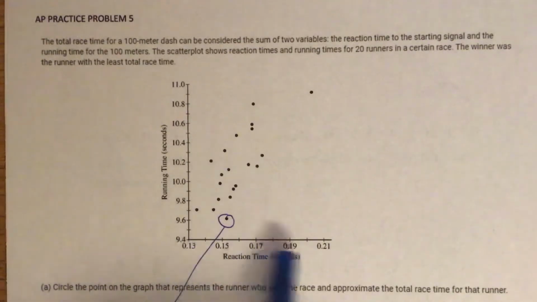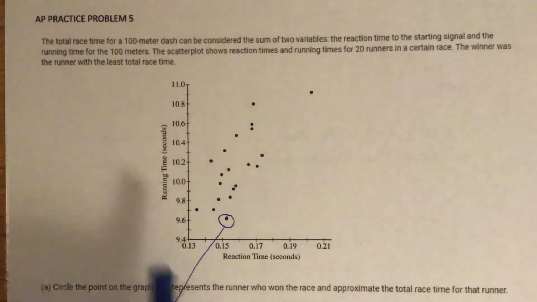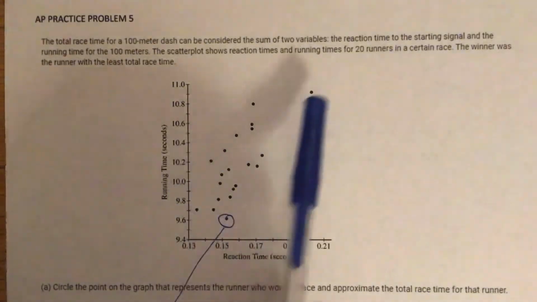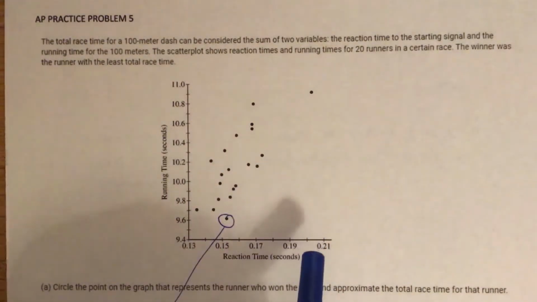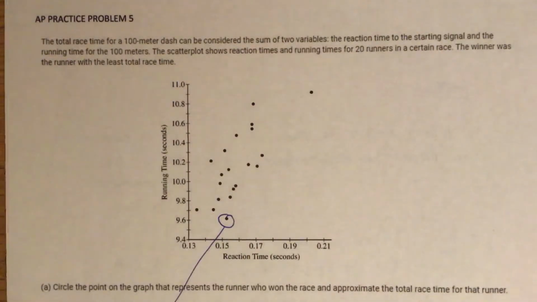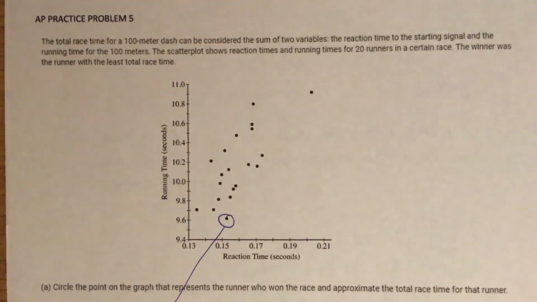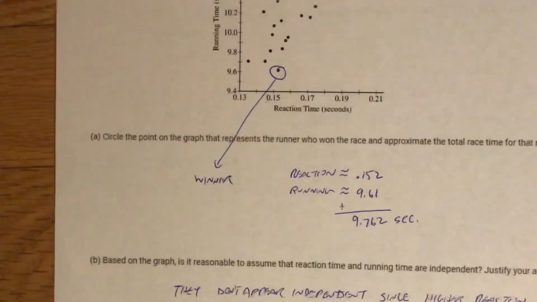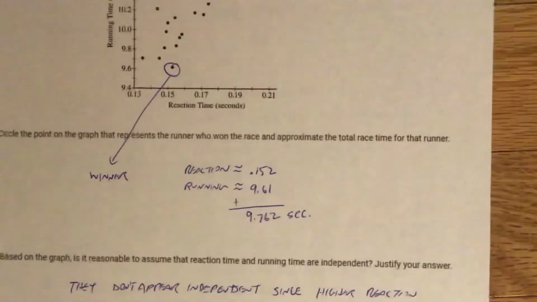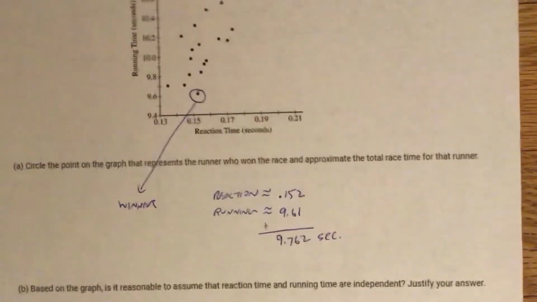The reaction times are on the x-axis, the running times are on the y-axis. All right, and there's 20 people that this happened for, so you can see, down here are some faster people. This person's pretty slow. They're pretty bad because they have a bad reaction time and they have a bad running time. These people are good. So now you see I have the answer circled there. Part A says circle the point on the graph that represents the runner who won the race and the approximate total race time for that runner.